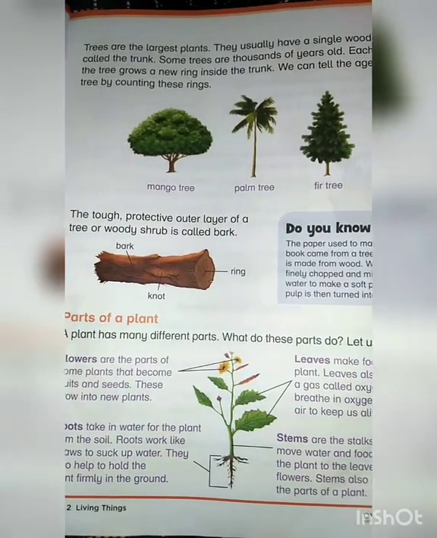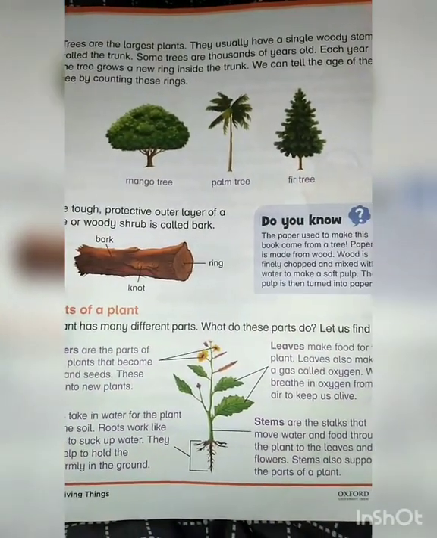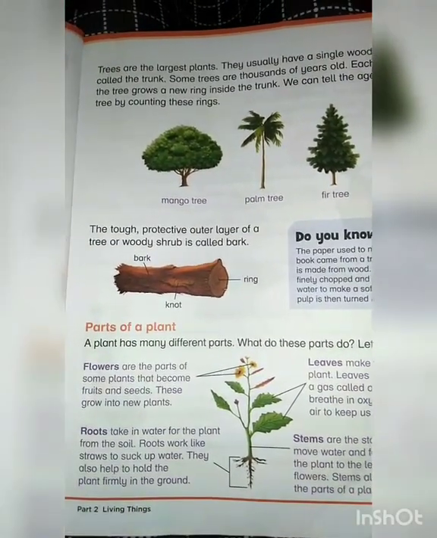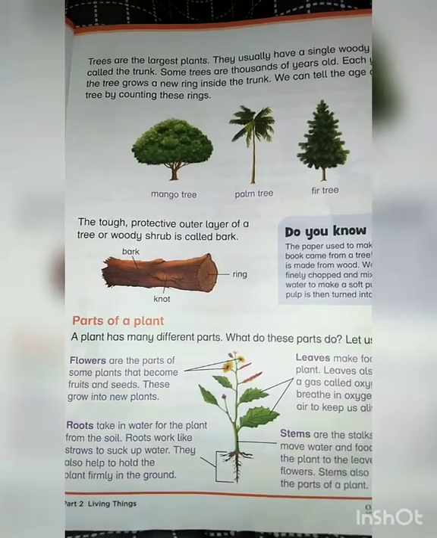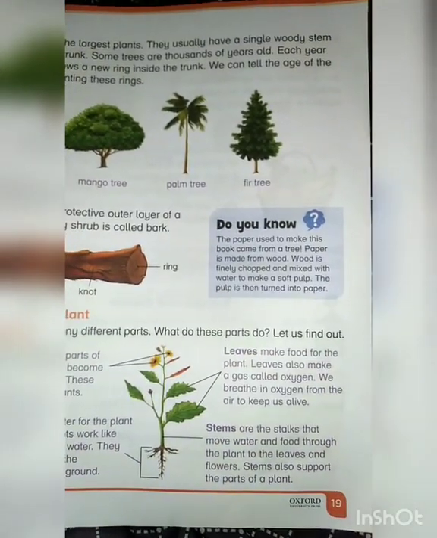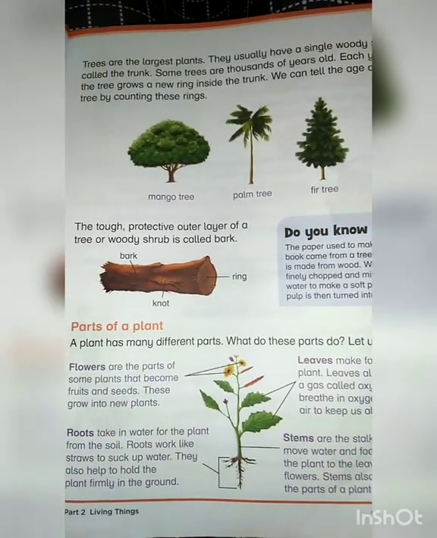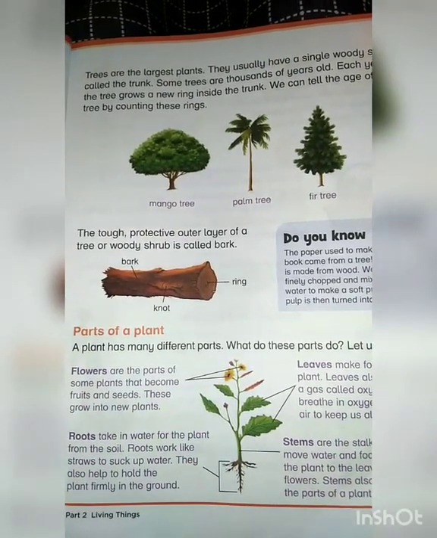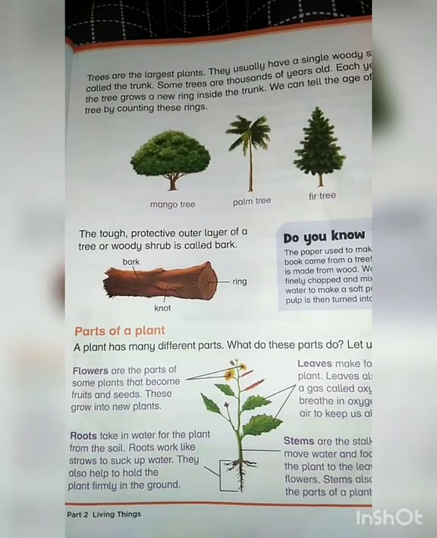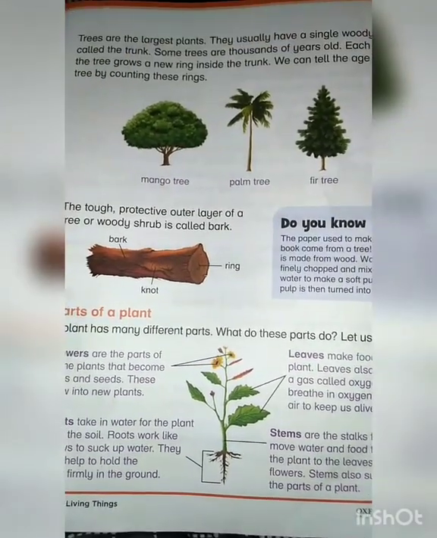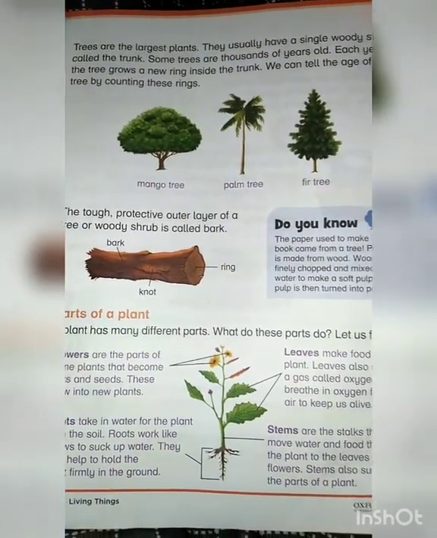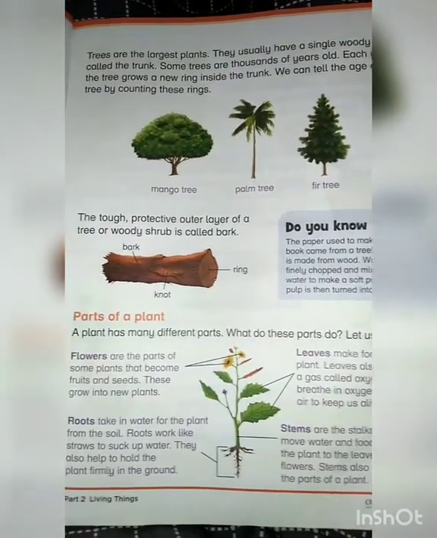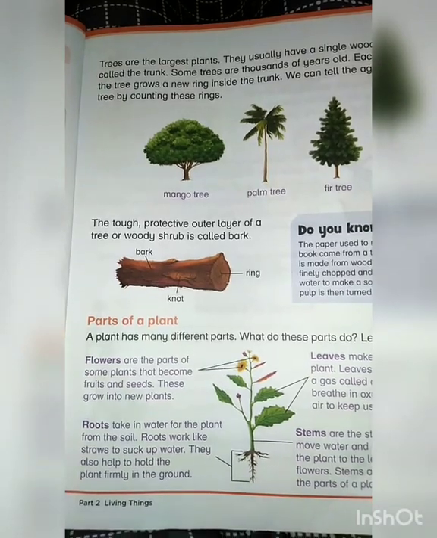So students, you have seen different kinds of flowers, for example rose, sunflower, lily, etc. So tell me students, what is the function of flowers? Tell me students. Yes, flowers are the reproductive parts of plants. Flowers are the parts of plant that become fruits and seeds. So the fruits we are eating are due to the flowers, and the seeds are also produced due to the flowers, and then seeds convert into the new plant.